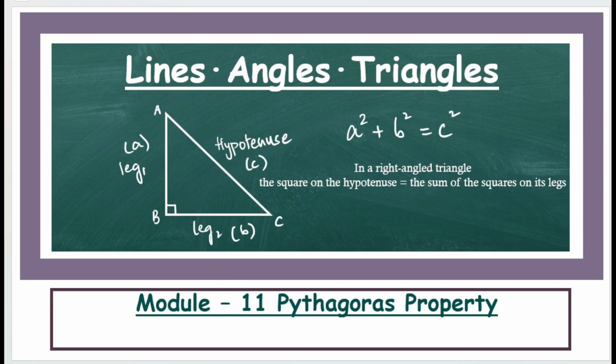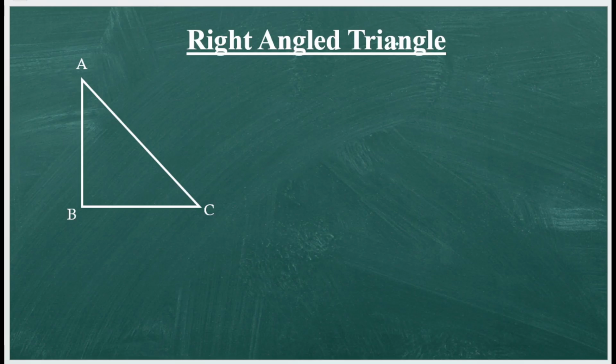Welcome to module 11 in which we will discuss Pythagoras property today. First of all, we will discuss the right angle triangle. A right angle triangle is a triangle in which one of the angles is exactly equal to 90 degrees. So in this triangle ABC, angle B is equal to 90 degrees.